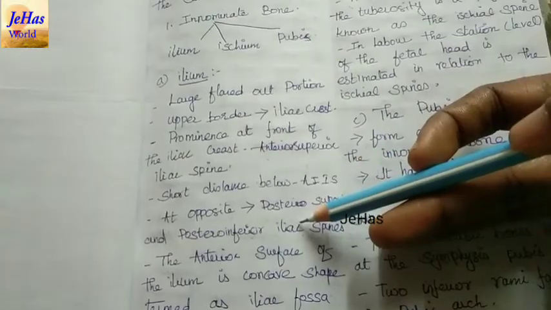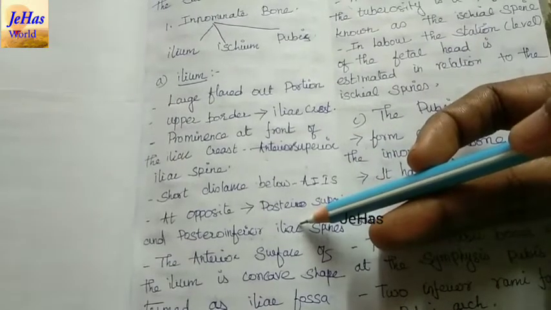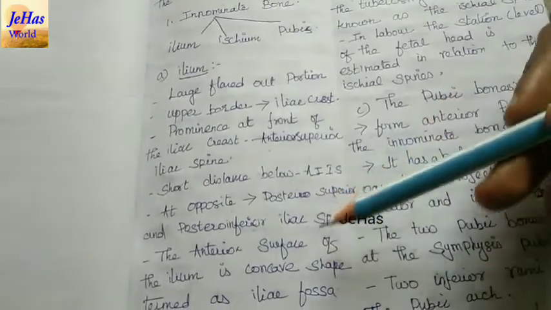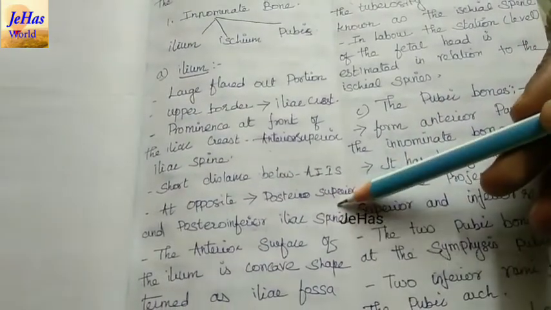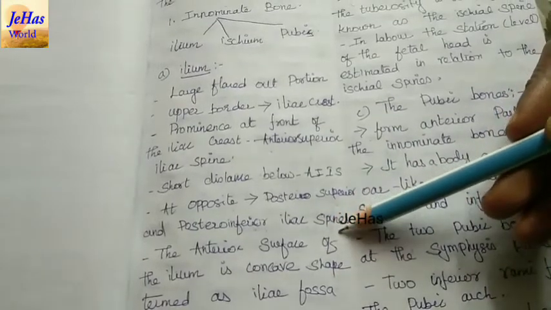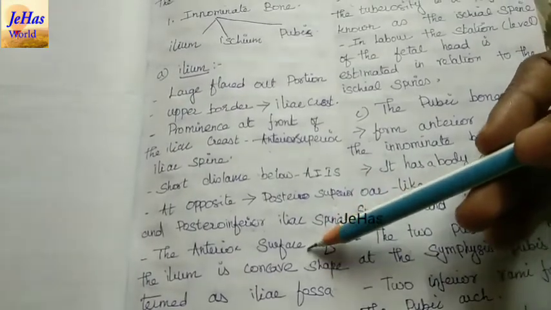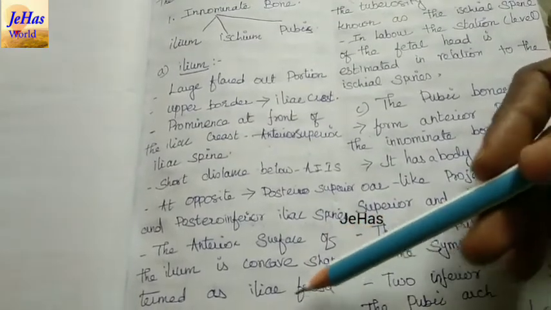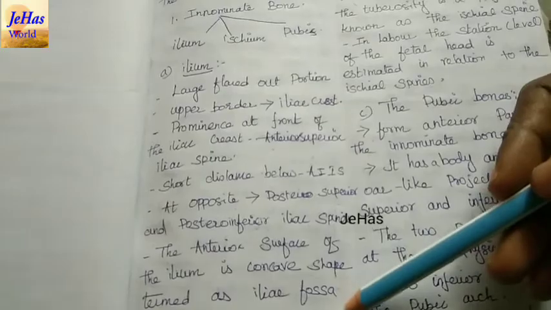At the opposite end of the iliac crest, a similar prominence is present. It is called as posterior superior iliac spine and posterior inferior iliac spine. The anterior surface of the ilium is a concave shape. It is termed as iliac fossa.